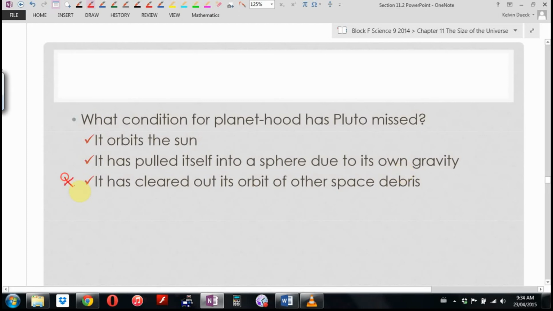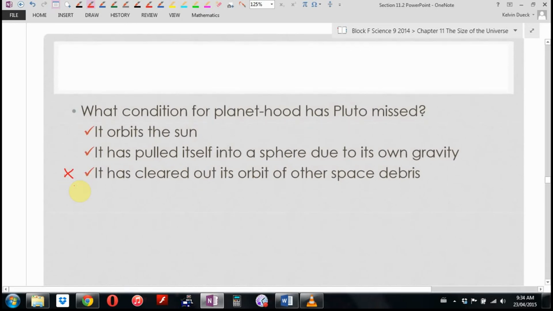You can put an X. Pluto has not done that. So I gave you the list of little check marks. That's where Pluto fails. In fact, Pluto belongs to an entire new category of celestial bodies.